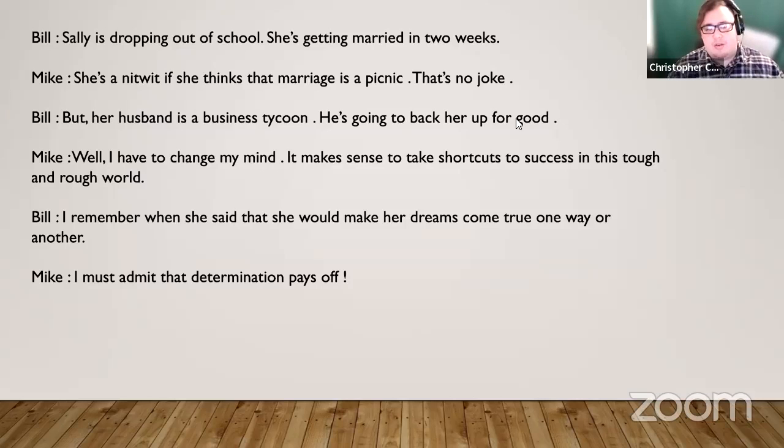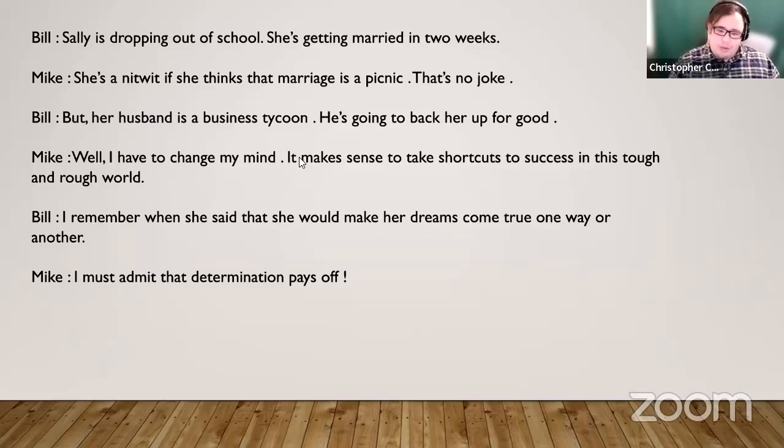And her husband is a business tycoon. It means that he's a very wealthy businessman. Like he's very powerful and he knows what he's doing. When it says he's going to back her up for good, that means he's going to take care of her. Like money, he's going to make sure she's fed, make sure she has a house and everything. Yeah. Let's see.